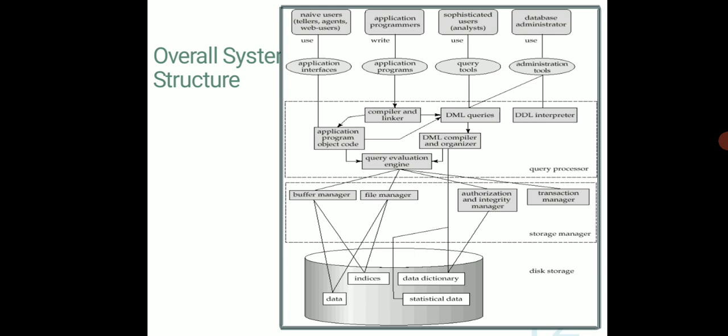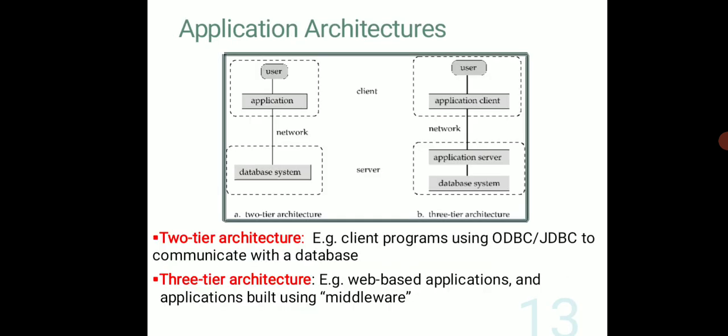In the query processor we have the application program object code, compiler and linker, query evaluation engine, DML compiler and organizer, DML queries, DDL queries, data definition language. DML means data manipulation language query. Among the users we have naive users, application programmers, sophisticated users, and database administrators. Everything is communicated through application interfaces, programs, query tools and administration tools. This is the overall system structure of a DBMS.